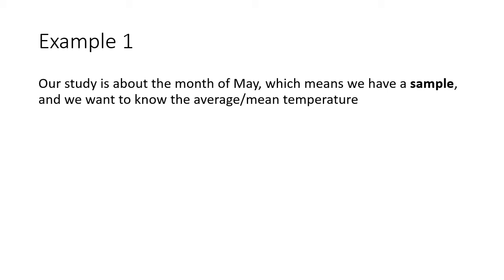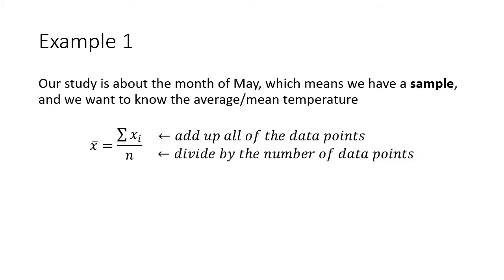Now let's say that we have that same set of data, but now I want to make a statement about the month of May, the entire month of May. But remember, I only have a small sample. I only have one week of data to describe the entire month of May. And I now want to find what the average, the mean temperature, is. Well, here's the formula. x bar equals the summation of all the data points over n. Now we use lowercase n because it is just a sample. But it's the same thing. Add up all the data points and divide by the number of data points.